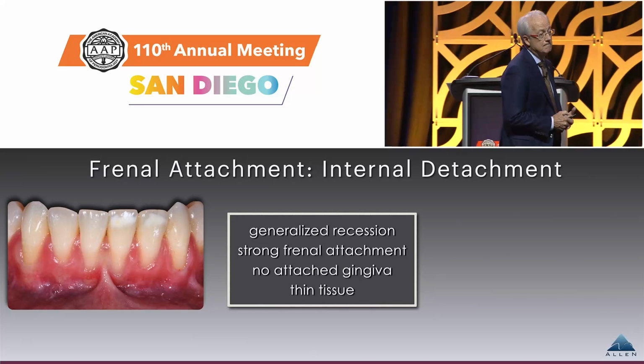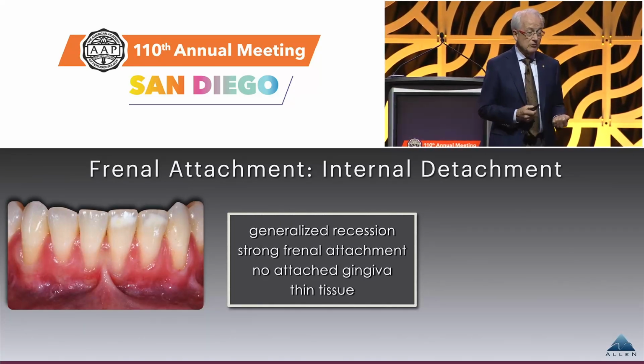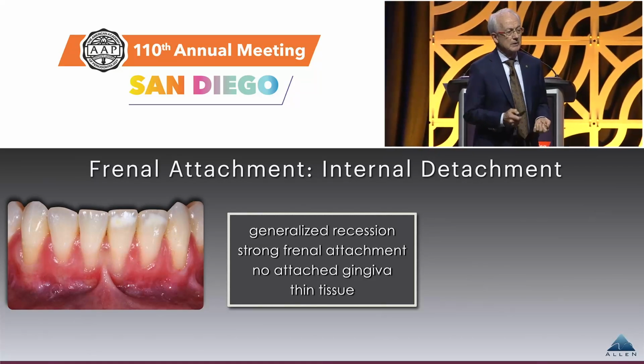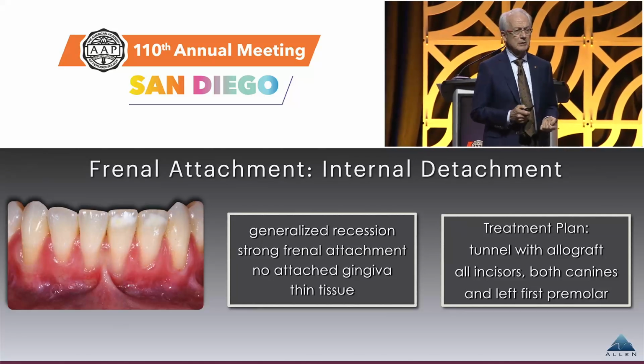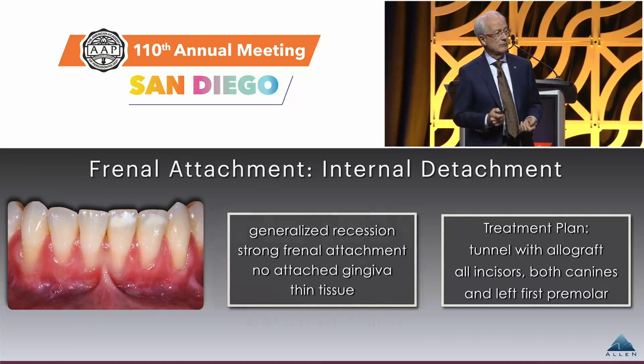So this is a little worse frenum. There's generalized recession, very thin tissue. It's a difficult area to do with a tunnel. So I'm going to tunnel it. I've made a modification I'll show you in a moment. But our plan is to treat all incisors, both canines and the left first premolar.